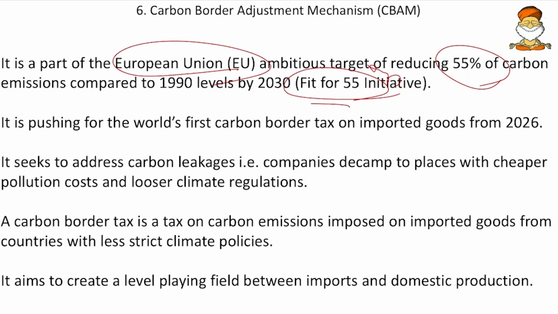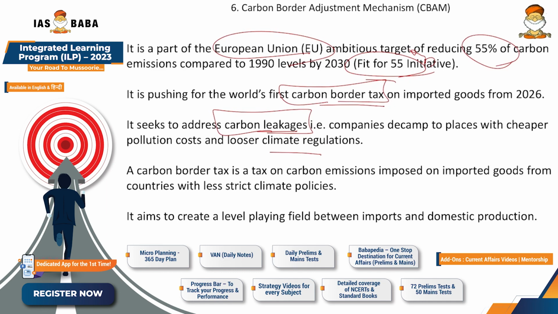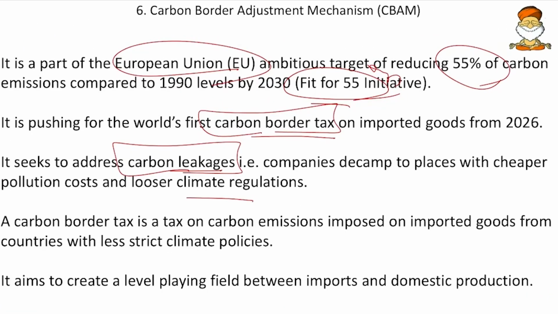Then it is pushing for the world's first carbon border tax on imported goods from 2026. So that means even the transfer of carbon footprints from border to border is being taxed now, and it seeks to address the carbon leakages. So remember the word carbon leakages, that is the companies decamp to places with cheaper pollution costs and looser climate regulations. So there they will be having less carbon taxes and others, and they can export the goods from there. But now that is not a chance, because as and when the goods reach the border, the additional tax will be charged.